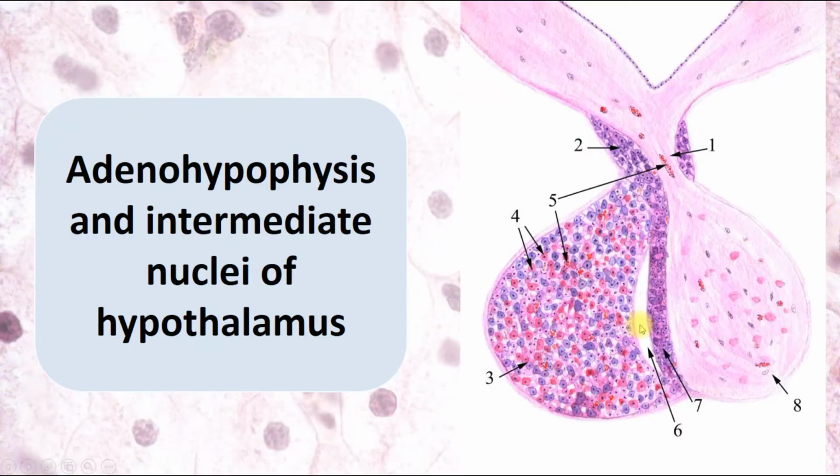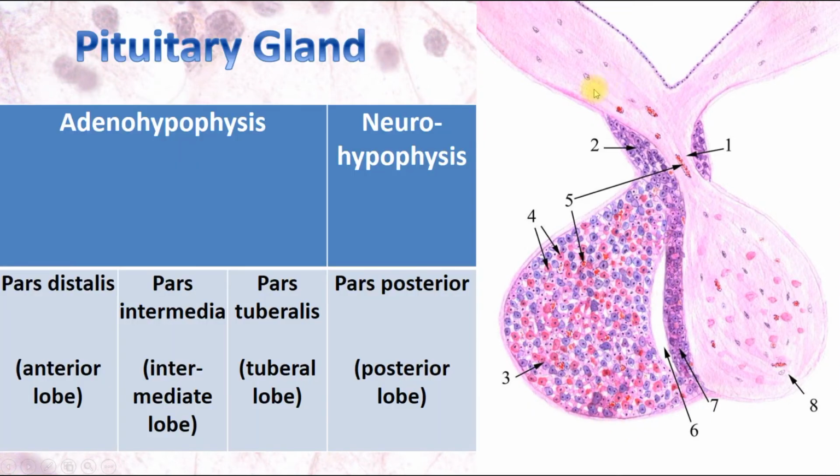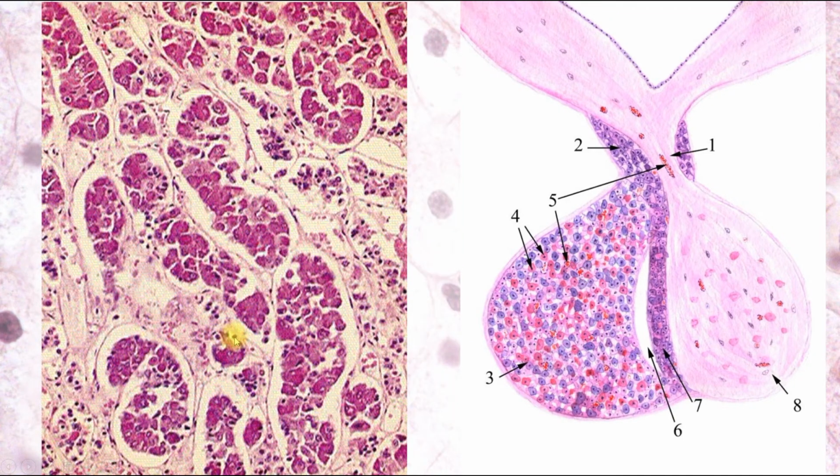Now let's go to another pair of hypothalamus and hypophysis parts. It's adenohypophysis or anterior hypophysis and intermediate nuclei of hypothalamus. You know that adenohypophysis has pars distalis, intermediate, and tuberalis, and those lobes have close relations with intermediate hypothalamus. So let's begin from adenohypophysis, and let's look at this structure.